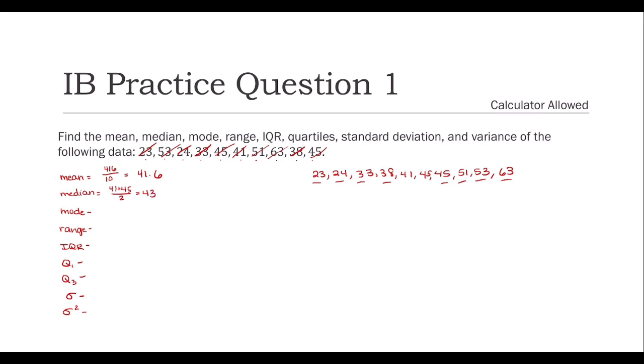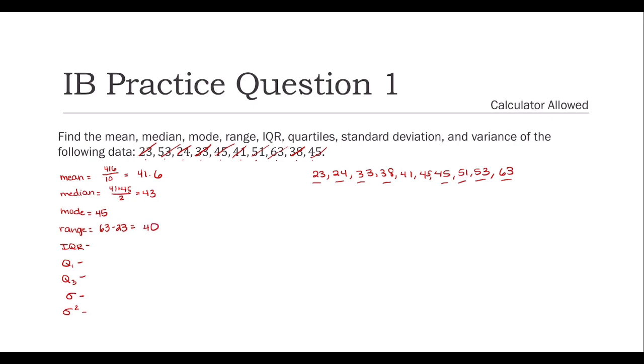Our mode is the number that occurs most frequently. We only have one number that shows up more than once, and that's 45. So our mode is 45. Our range is our maximum minus our minimum. So 63 minus 23, which is 40.